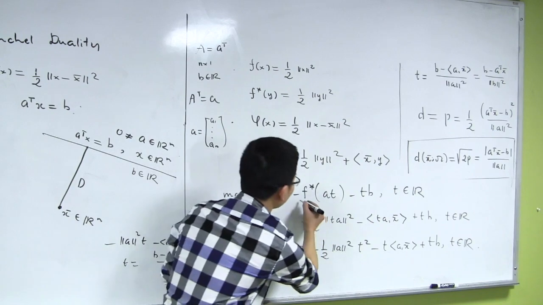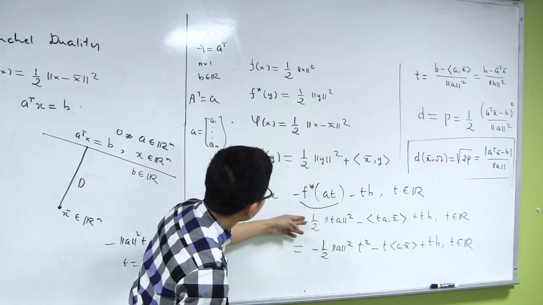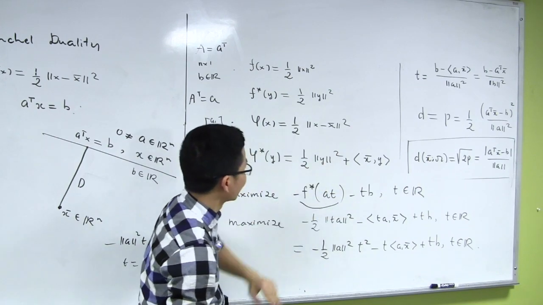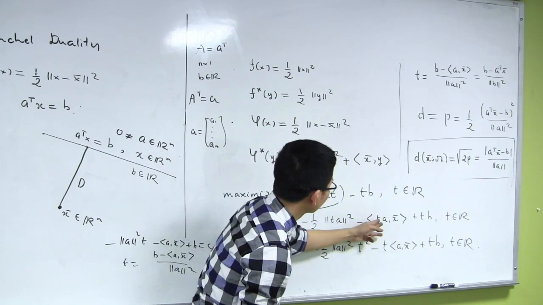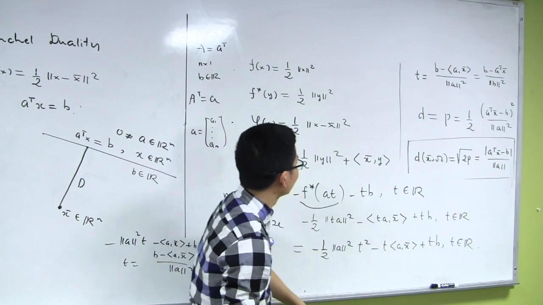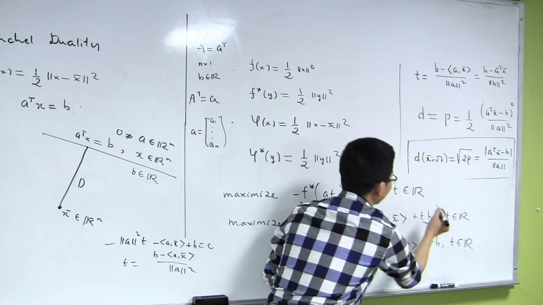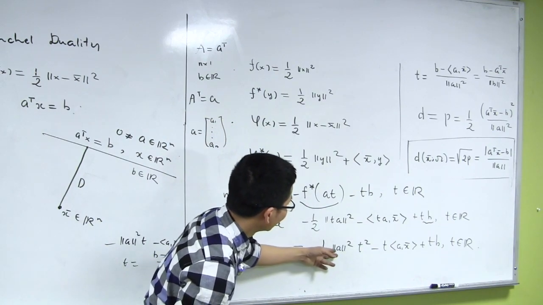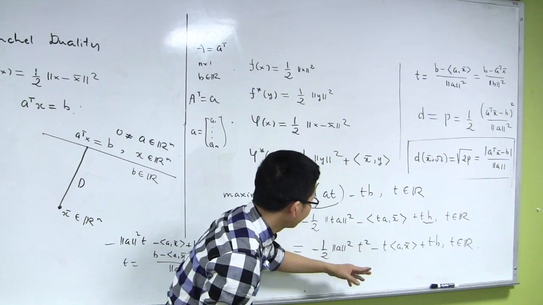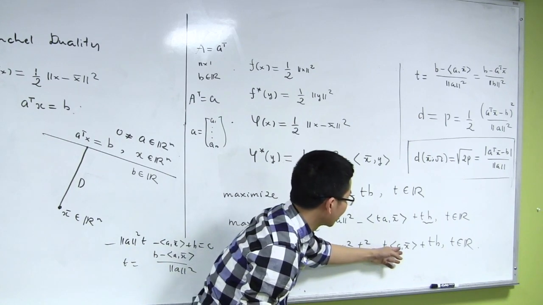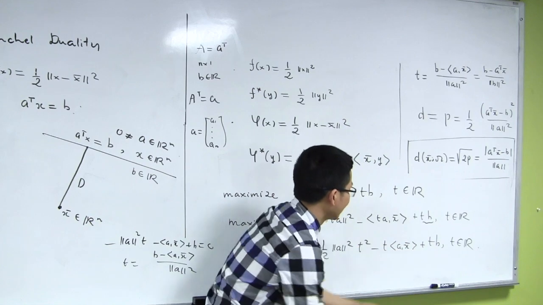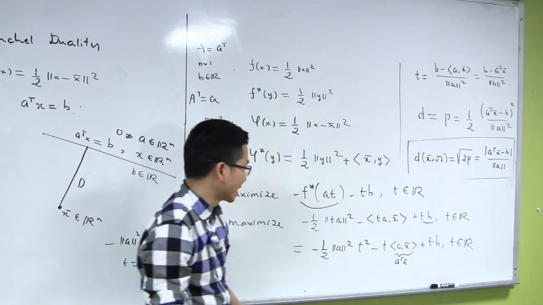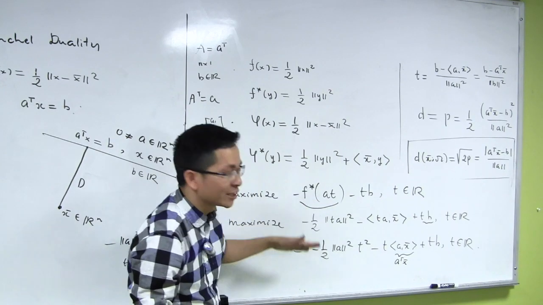Okay. But what is it? We're going to plug in. This is just 1/2 norm of tA squared, we plug in, minus the inner product of tA and x bar plus tB. Okay. So this is just 1/2 norm of A squared times t squared minus t times the inner product of A and x bar plus tB. And remember that this is just A transpose times x bar. They are just the same. Okay, so this is just a one-dimensional problem.